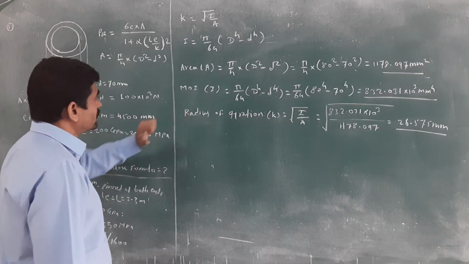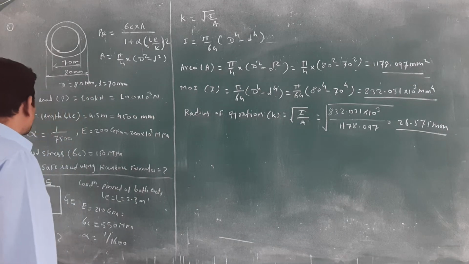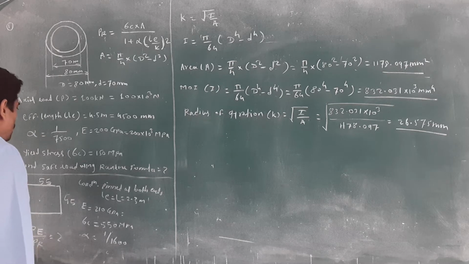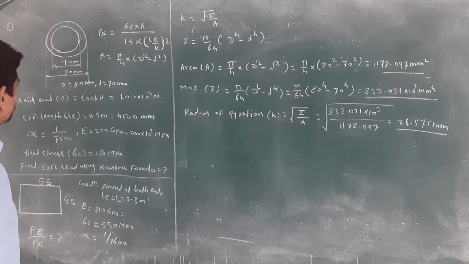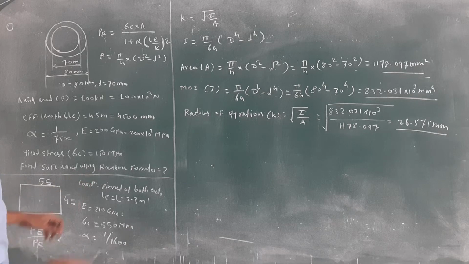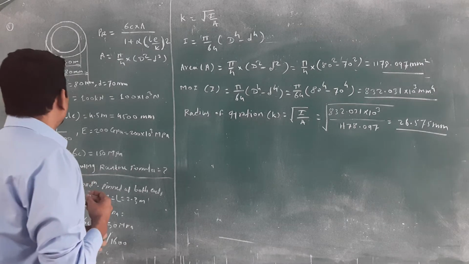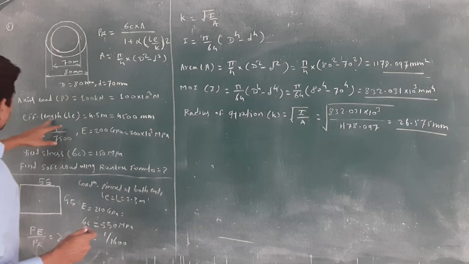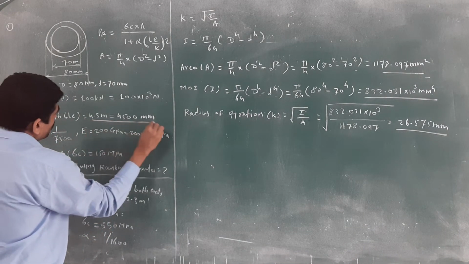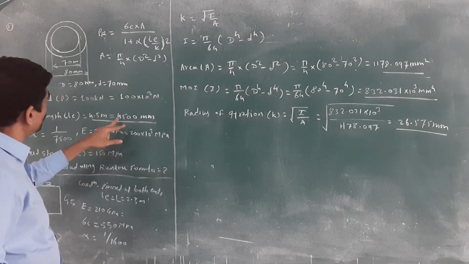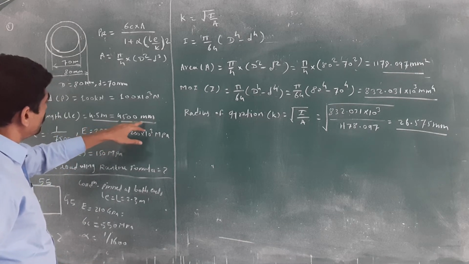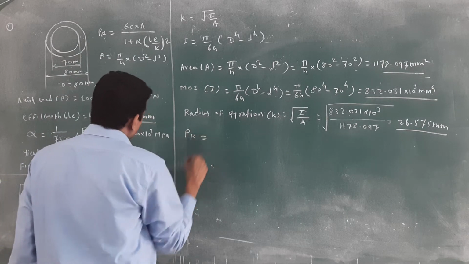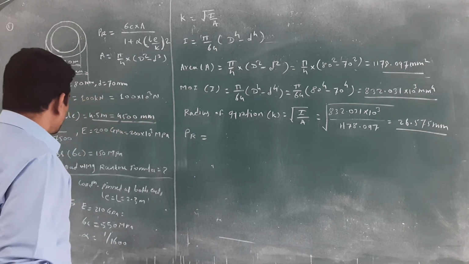And finally, check that we have all the values. Here LE is given directly. We don't need to calculate the LE value; the effective length is given directly, 4.5 meter. We have converted it into 4500 mm.